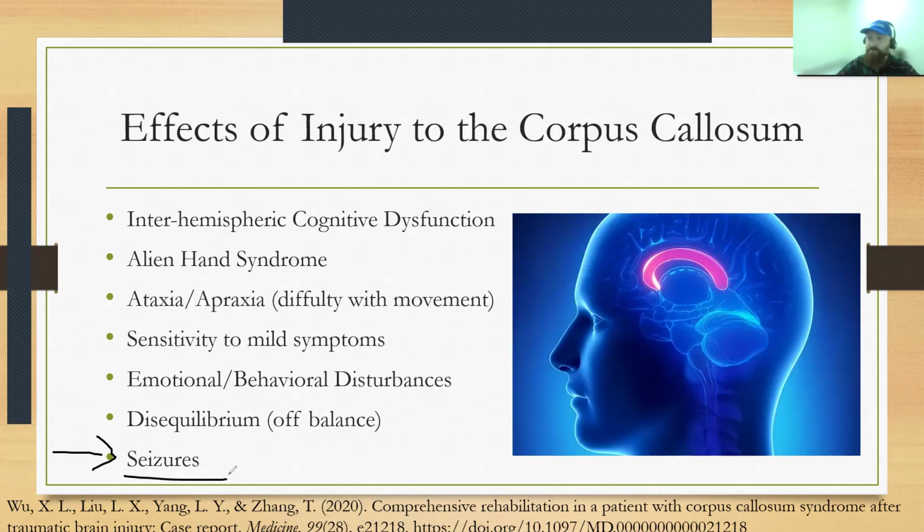Okay, they've had an injury that we know of to their corpus callosum. We should maybe ask, have you had seizures? And if you do, do you have a seizure action plan? If not, let's work together with your doctor to make one. That way we know what to do in the case that something like that happens. And so those are some of the effects of injury to the corpus callosum.